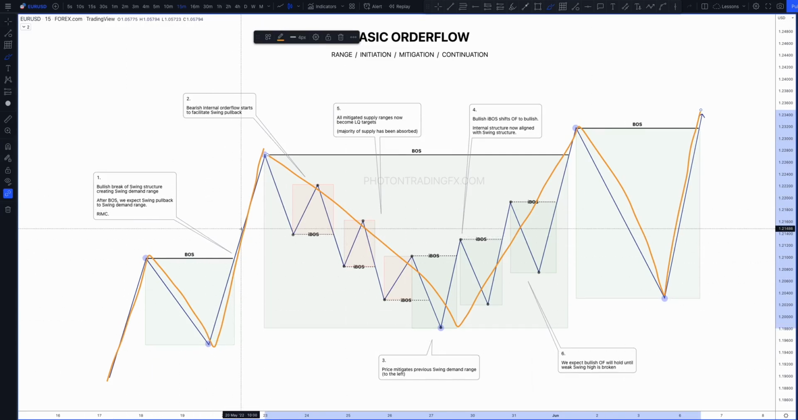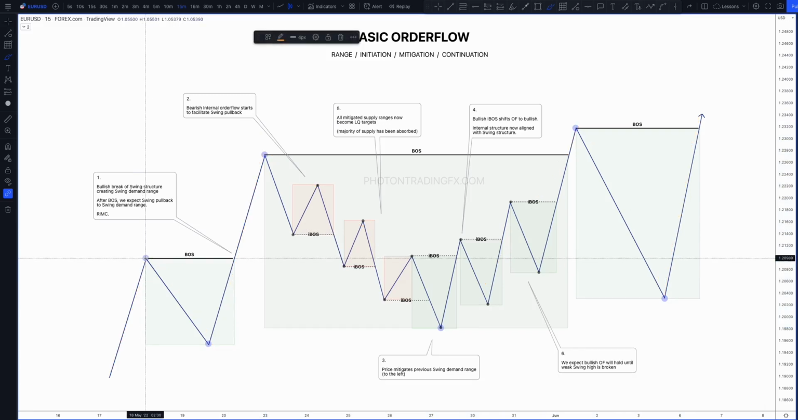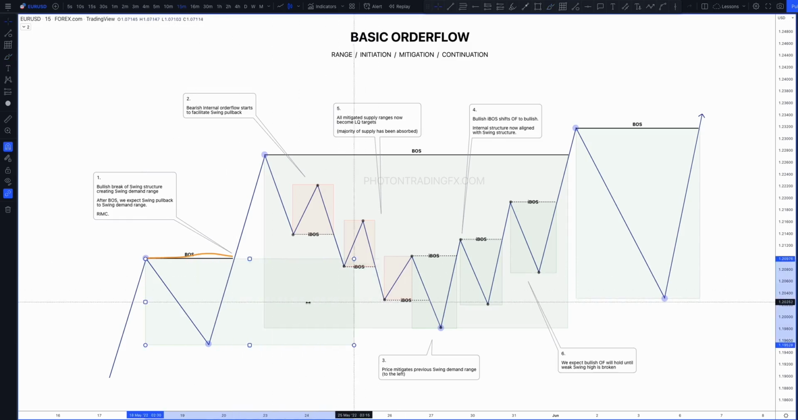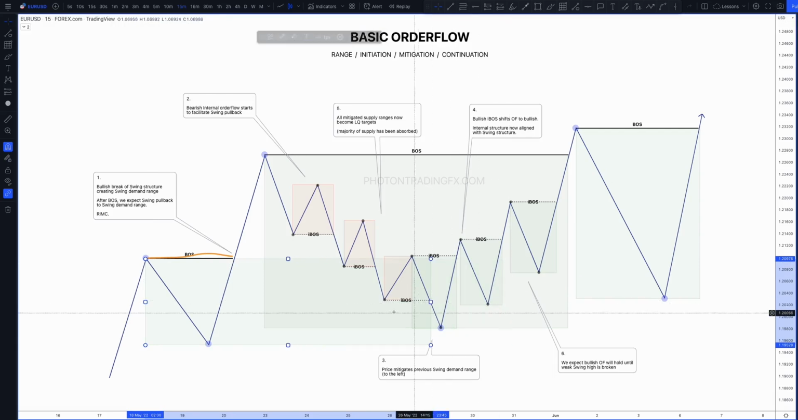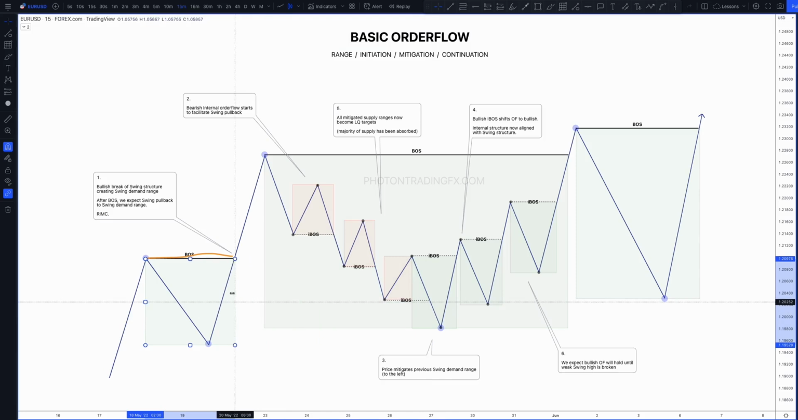Well, when we got that break of structure to the upside, all right, I'll get rid of the orange line. From the high across, here is your swing demand range, right? From this swing high to the swing low, that is your swing demand range. So what happens? Price comes in to mitigate that swing demand range, forms a swing higher low, and then continues the next movement to the upside.